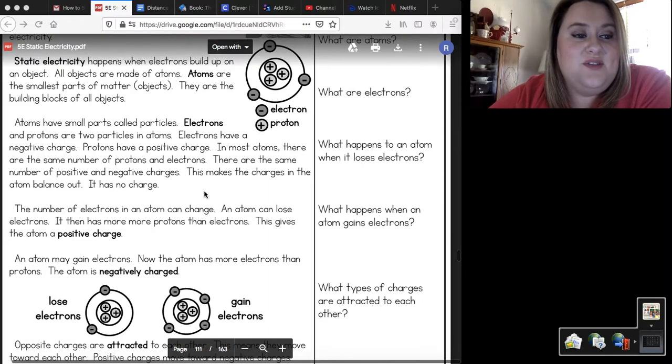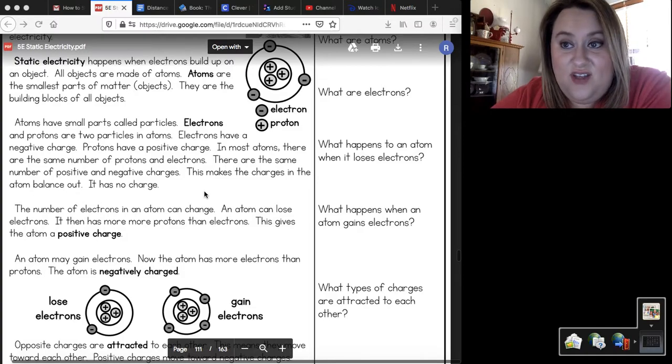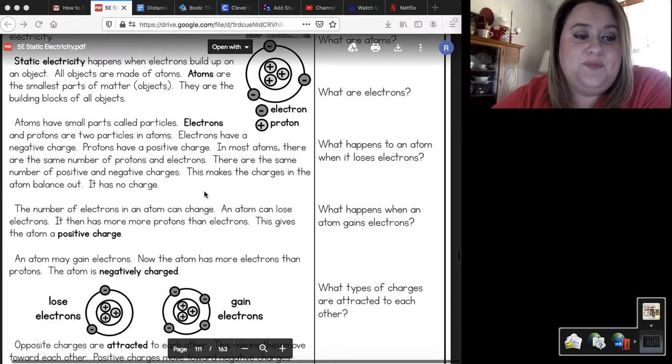In most atoms, there are the same number of protons and electrons. There are the same number of positive and negative charges. This makes the charges in the atom balance out. It has no charge. So if you have the same number of positive and negative charges, your atom will have no charge. It balances each other out.